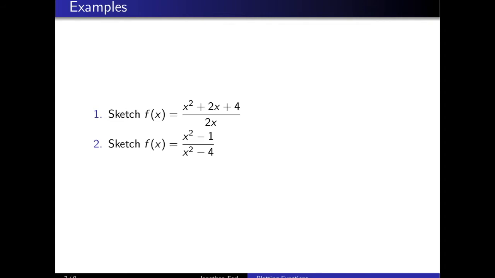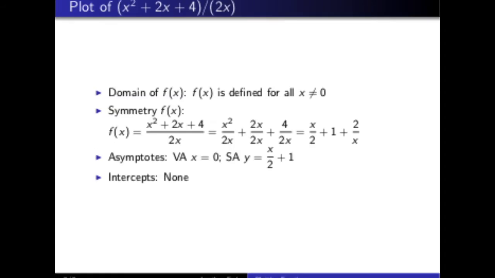Okay, so 2 examples for this. We'll sketch x squared plus 2x plus 4 all over 2x, and then we'll do x squared minus 1 over x squared minus 4. Okay, so first, for x squared plus 2x plus 4 all over 2x, we can see that our function is going to be defined for every x value that's not 0, because there the denominator is 0, the numerator isn't.